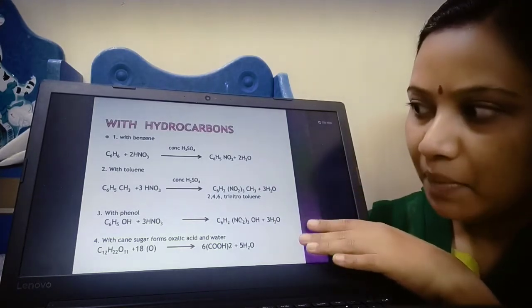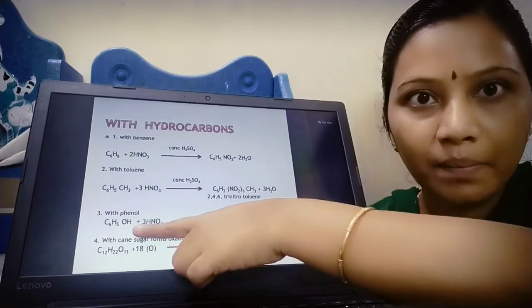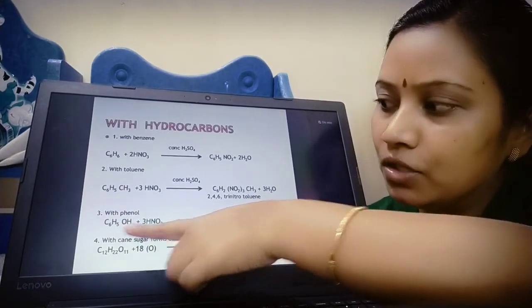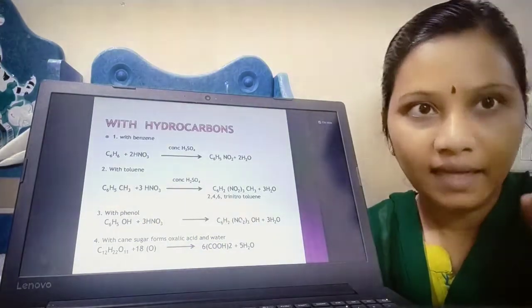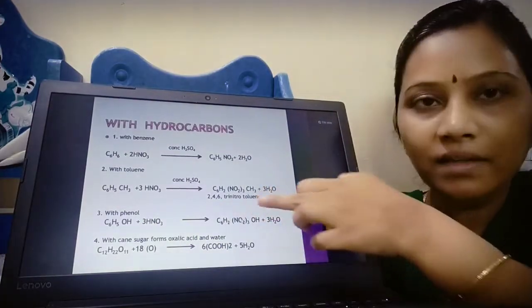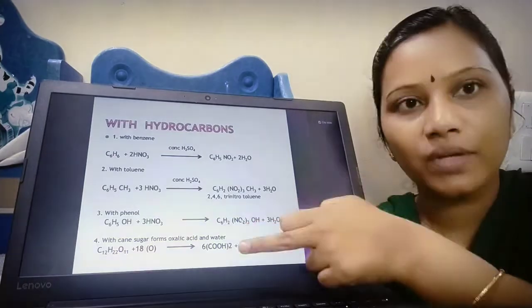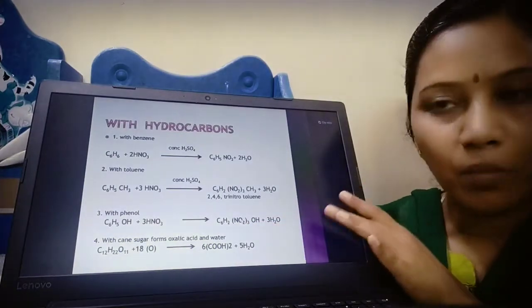This is also the same reaction as I told you, with phenol. Benzene with an OH group is phenol. To phenol I have added nitric acid. So it is trinitrophenol, just like trinitrotoluene here. Here it is trinitrophenol plus water molecule.